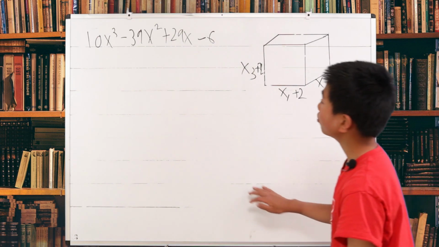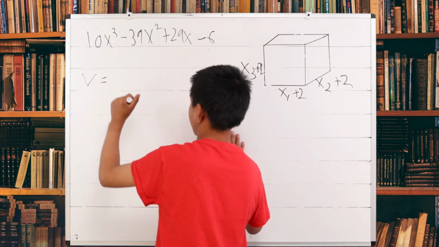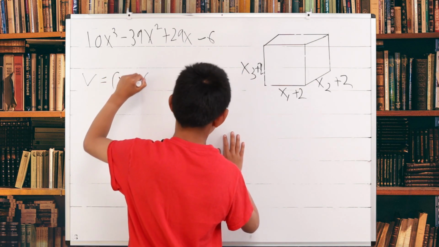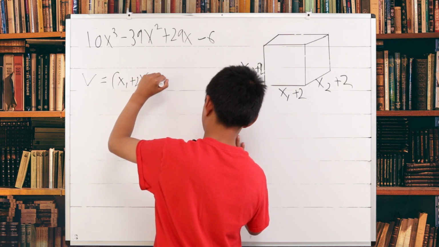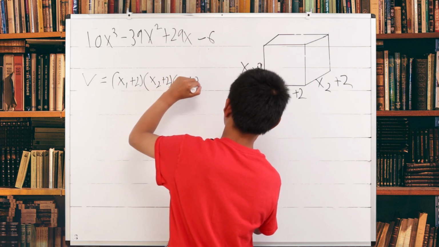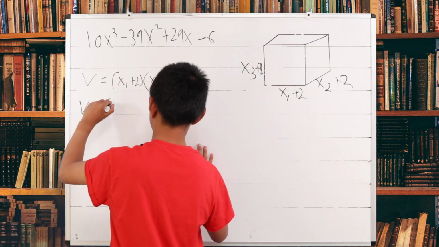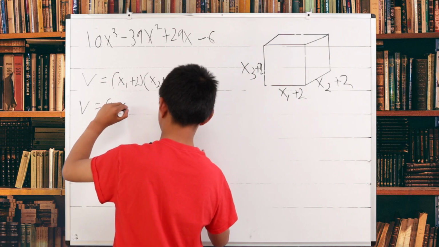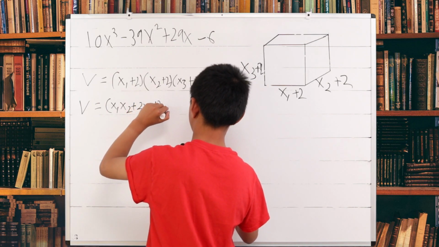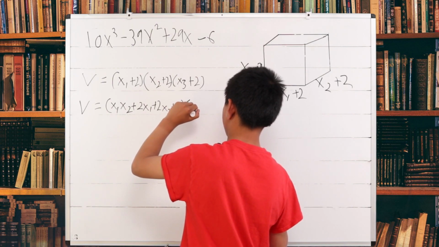So the volume is just length times width times height. So x1 plus 2 times x2 plus 2 times x3 plus 2. So we first multiply the first two terms. So it's x1 times x2 plus 2x1 plus 2x2 plus 4, and then you have to multiply that by x3 plus 2.